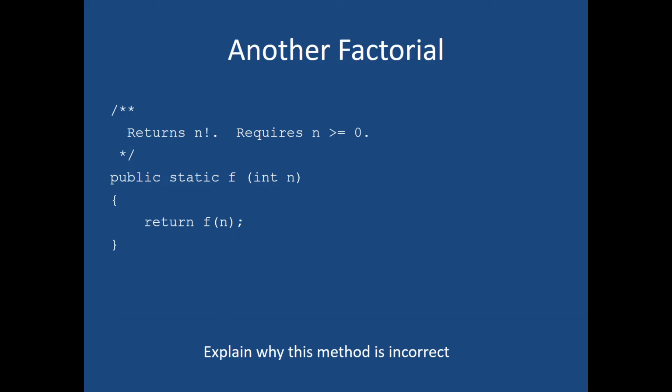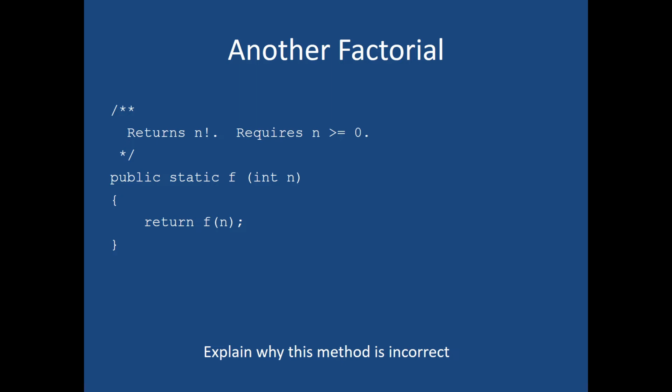This one, what would happen if you called f? You get an infinite recursion. You call f of 10, it'll just call f of 10, it'll call f of 10, and it's infinite recursion. What happens is a little bit of memory is added to the stack with each call to f. Eventually the stack will run out of space and you get a stack overflow exception. Okay?